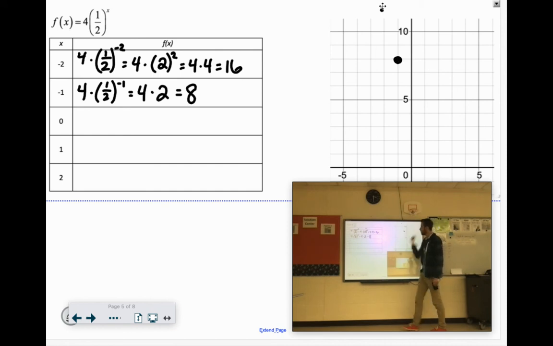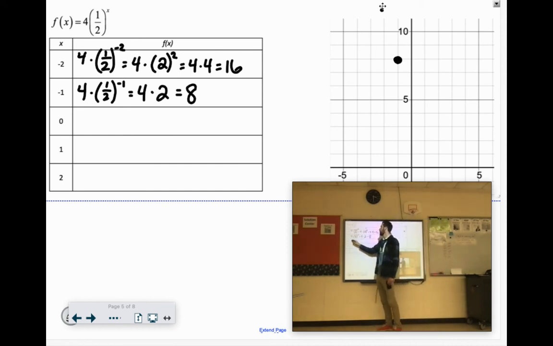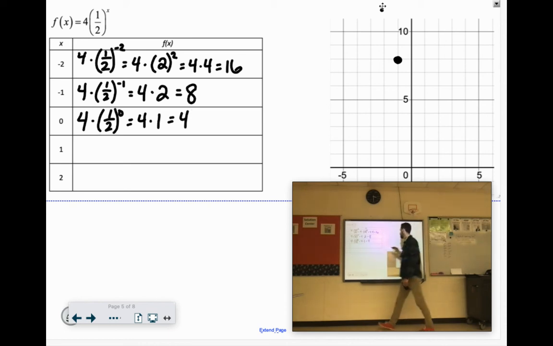Now I'll try 0. What is anything to the 0 power? 1. So it's 4 times 1, which is 4. So we're at 0, 4. Now you'll also start to notice it always crosses the y-intercept, the y-intercept is that number in front without the exponent. But we'll figure that out eventually.